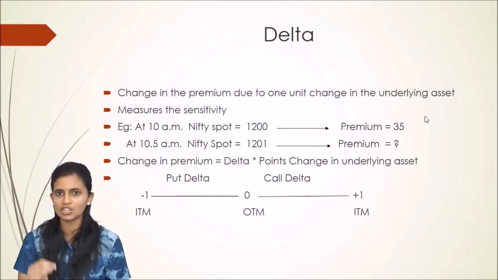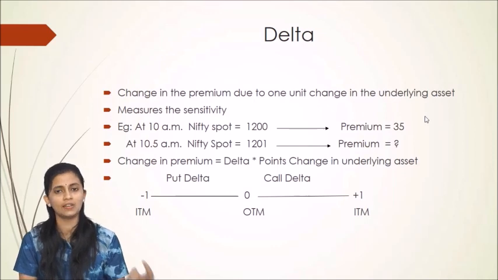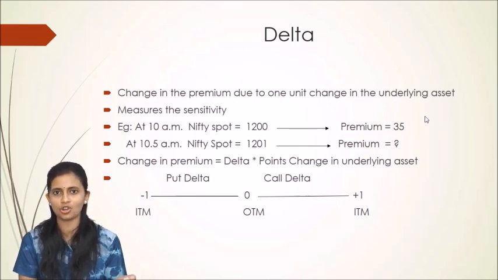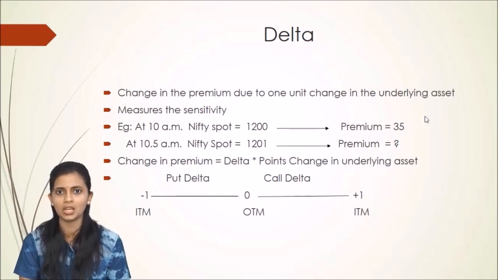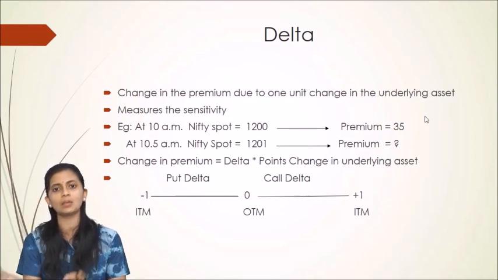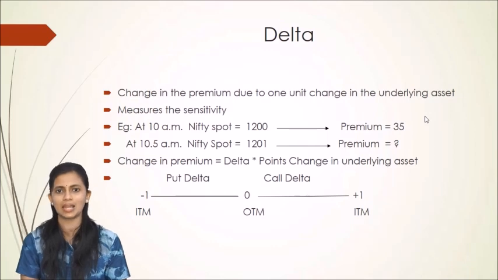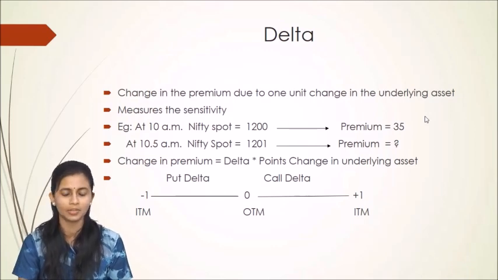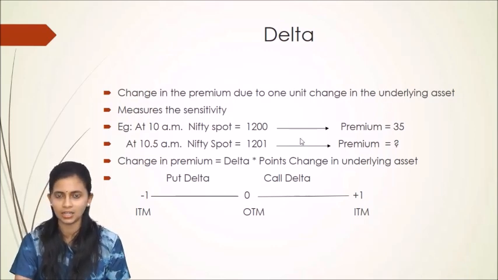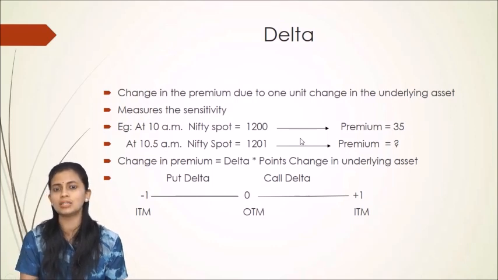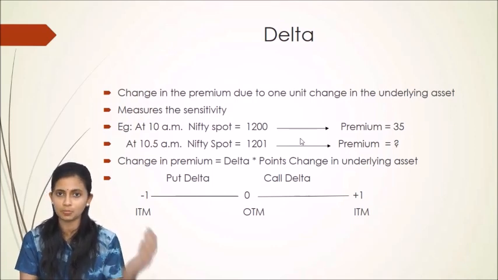Similarly, if delta is 0.25, then if there is a 4 point increase in the stock, there will be just a 1 point increase in the premium. So this is how the increase or decrease in the premium is calculated based on this delta. So it measures the sensitivity, that is, how sensitive the premium of a particular stock is with respect to that stock.